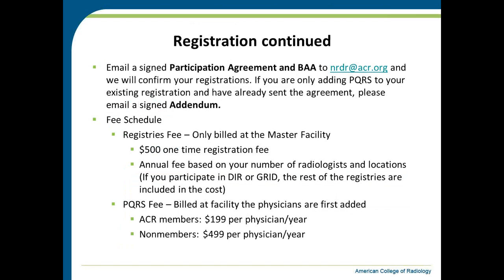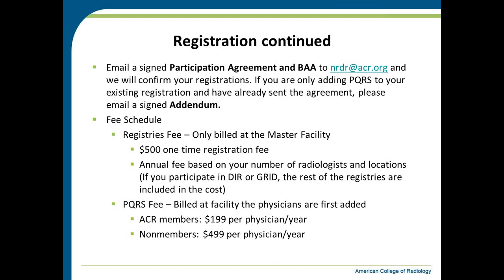So after you've registered, you do have to send a participation agreement and BAA. From the website, on the left-hand side, you just click participation agreement, and you can download a PDF. The best way is to sign it and email it to us, and we can confirm your registrations. If you've already sent that to us and all you're doing is adding PQRS, you just have to send us an addendum. It's a one-page form. Again, email it to us, and we can confirm your registration.